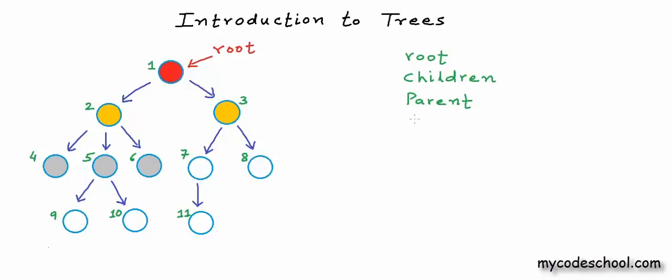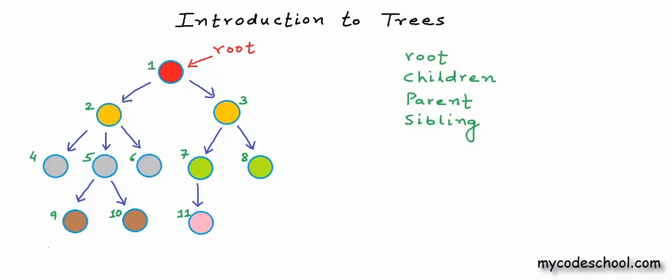Children of same parent are called siblings. I'm showing siblings in same color here. 2 and 3 are siblings, then 4, 5, and 6 are siblings, then 7, 8 are siblings, and finally 9 and 10 are siblings. I hope you are clear with these terms now.